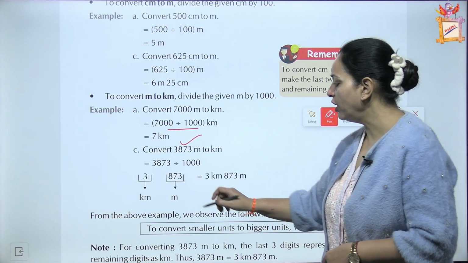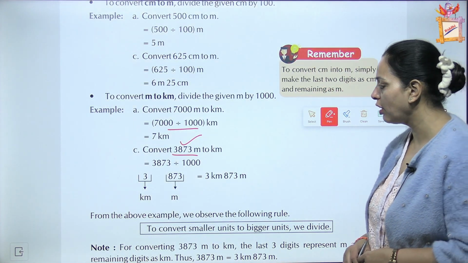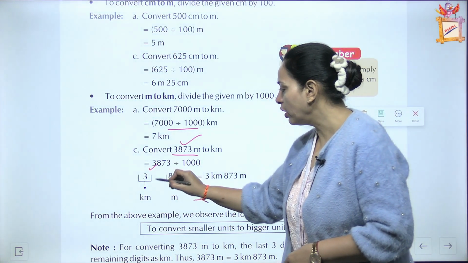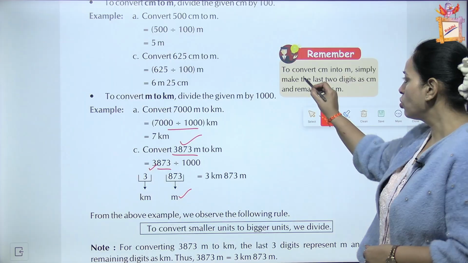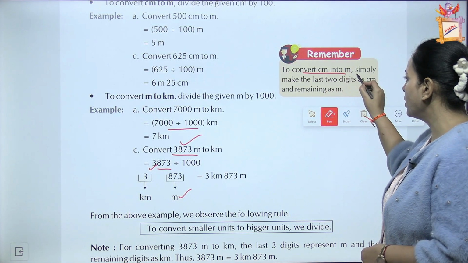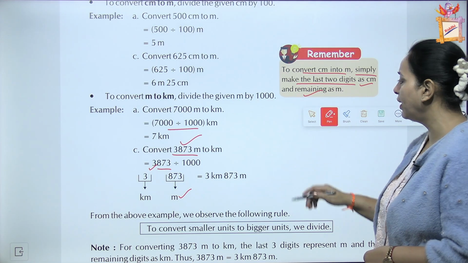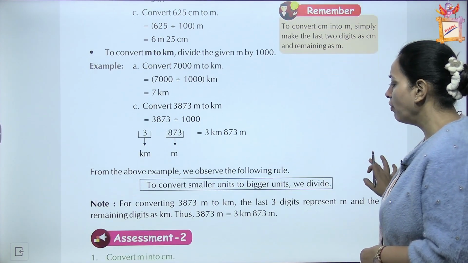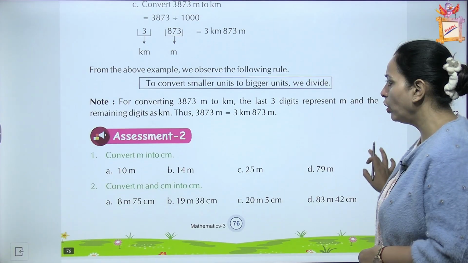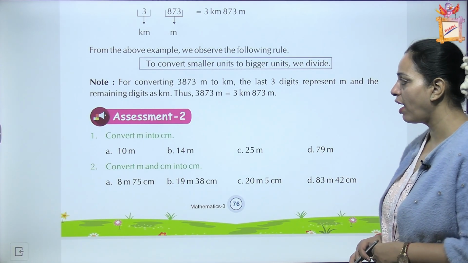Now convert 3873 meter to kilometer. Divide by 1000. So 3 kilometer 873 meter. So to convert centimeter into meter, simply make the last two digits as centimeter and the remaining as meter. Okay. Now from the above example, we observe the following rule. To convert smaller to bigger units, we divide.